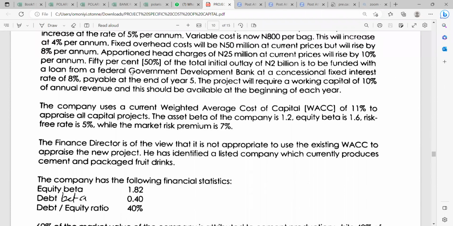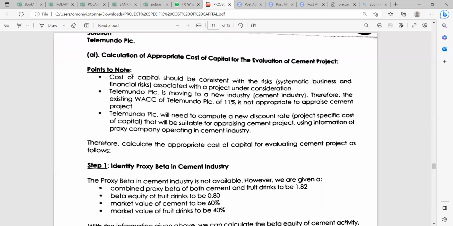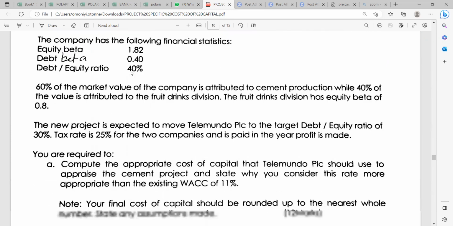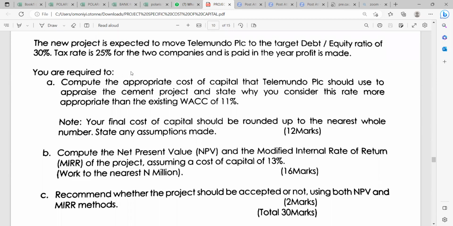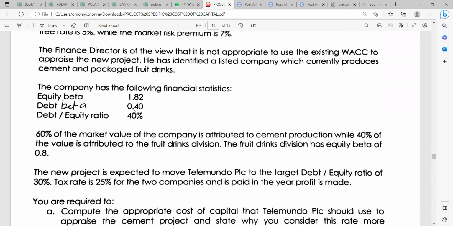Look at this now. The director is of the view that it is not appropriate to use the existing work to appraise the new project. He has identified a listed company, but they didn't give us the name of that listed company. But we shall know that he has identified another company which produces what? Cement and packaged fruit.